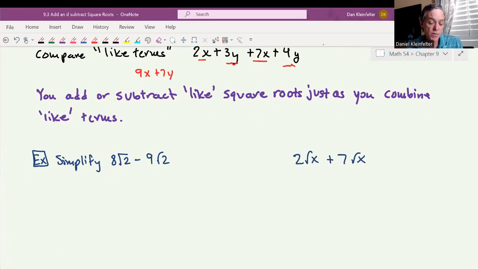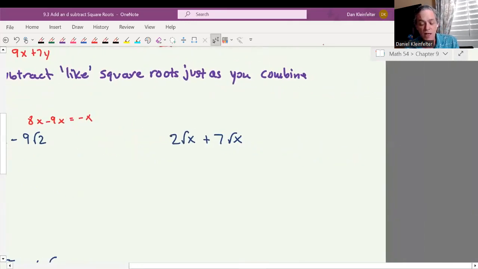Okay, so 8 square roots of 2 minus 9 square roots of 2. This is going to be negative 1 square root of 2. You can kind of think, well, what would 8x minus 9x be? That's negative x, right? Here our x would be like the square root of 2. We're just combining things. Here the thing is going to be a square root of x. 2 square roots of x plus 7 square roots of x makes 9 square roots of x.